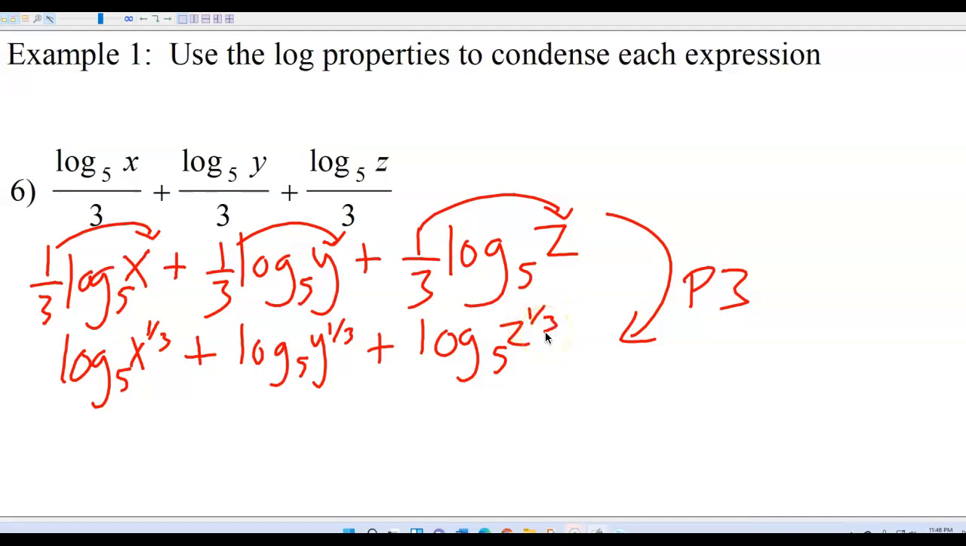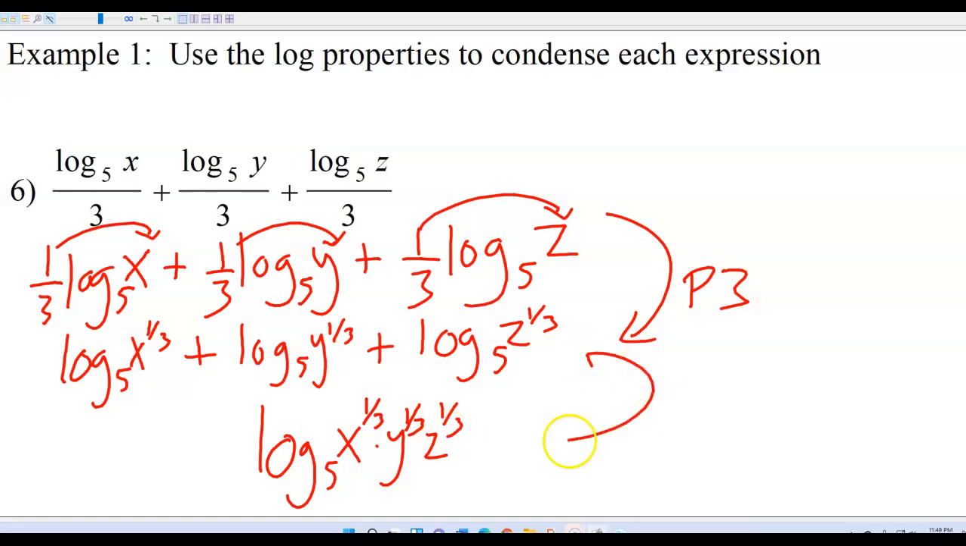Now, property 1 doesn't have to stop at just 2 logs. According to property 1, if you have 2 logs that are being added, you could rewrite them as 1 log where their arguments are being multiplied. But the rule can be extended to include multiple logs. So if I have 3 logs being added together, I can still put all those together as 1 logarithm, so long as I'm willing to multiply all those arguments together. And there we have it. Okay, and that's property 1.